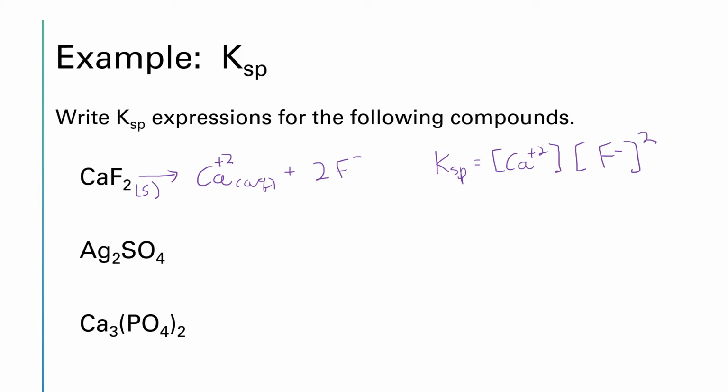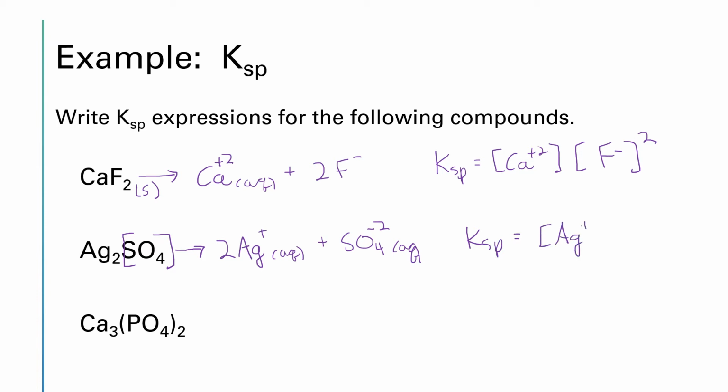All right, let's hope that you've written all of these out now. Silver sulfate. Now, remember, polyatomic ions will stick together when they dissolve. So that sulfate will dissolve as a sulfate ion. The silver is a +1 ion, and we have 2 of them. So we'll have 2 silver aqueous ions plus the sulfate aqueous ion, SO4 2-. And so our KSP expression will be silver ion squared multiplied by sulfate ion to the first power.